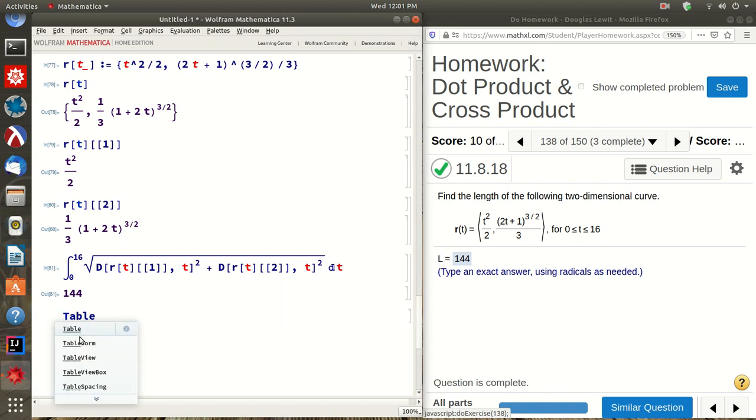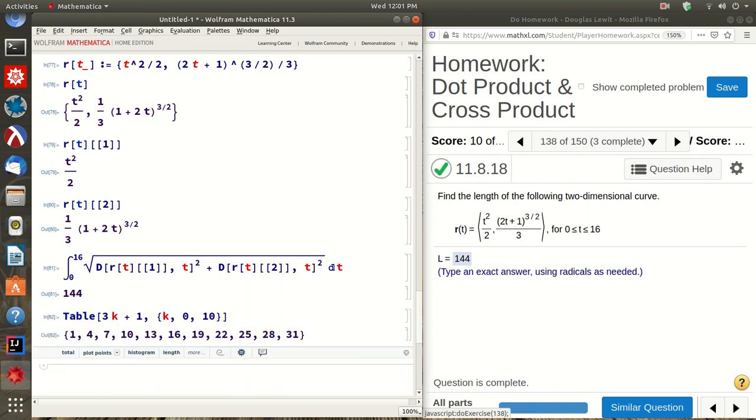Table. The Table command in Mathematica is very easy. 3 times k, where a space means times, plus 1, k goes from 0 to 10. So 3 times 0 plus 1 is 1, 3 times 1 plus 1 is 4, 3 times 2 plus 1 is 7, 3 times 3 plus 1 is 10, 3 times 4 plus 1 is 13. Do you get the idea? It's pretty simple. I think you might be able to use the Range command to do the same thing.